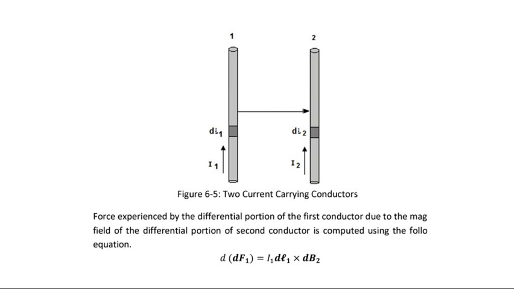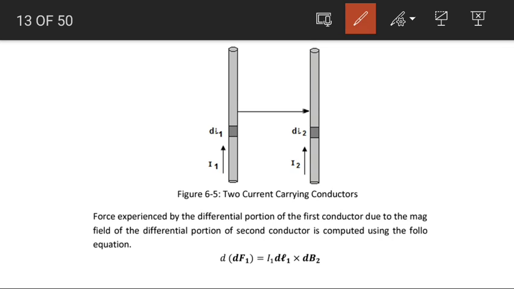The current in conductor number 2 is I2. The differential length vector of conductor number 1 is dl1, and the differential length vector of conductor number 2 is dl2. So we know that whenever there is a current in a conductor, a magnetic field is generated.